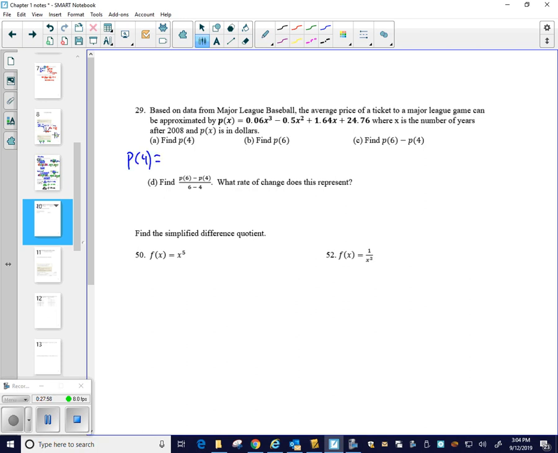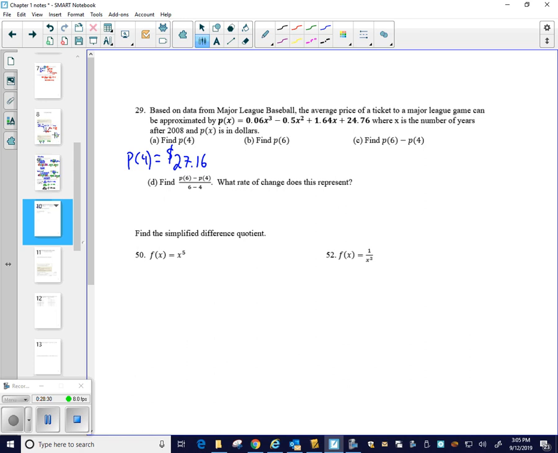So I'm going to have to definitely use the calculator on this one. So 0.06 times 4 to the 3rd power, minus 0.5 times 4 squared, plus 1.64 times 4, plus 24.76. Okay, if I plug that in correctly, I get 27.16. That would be the profit there.